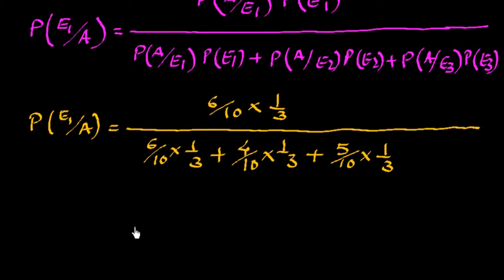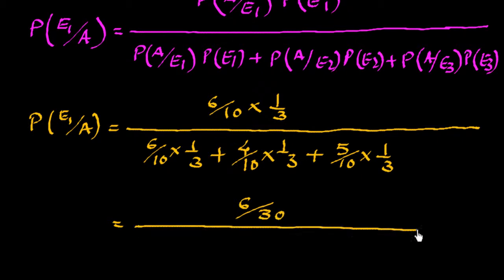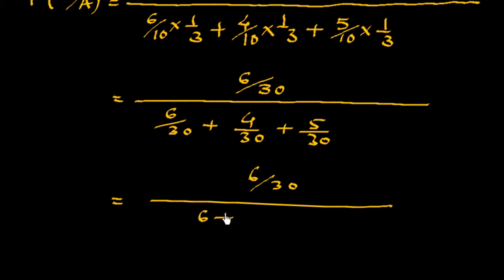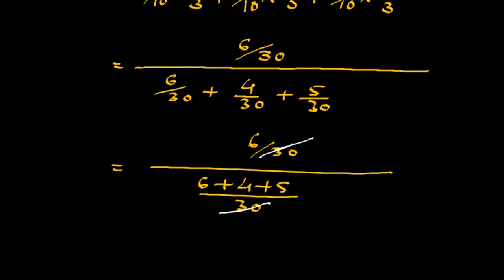Now we simplify this. It is 6 over 30. In the denominator, it is 6 over 30 plus 4 over 30 plus 5 over 30. We take 30 common, so in the denominator we have 6 plus 4 plus 5 over 30. The 30 and 30 eliminate each other. Now we have 6 over 15, since 6 plus 4 is 10, plus 5 is 15.